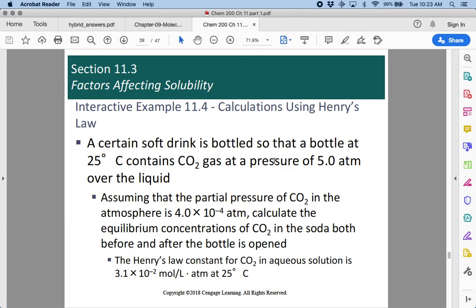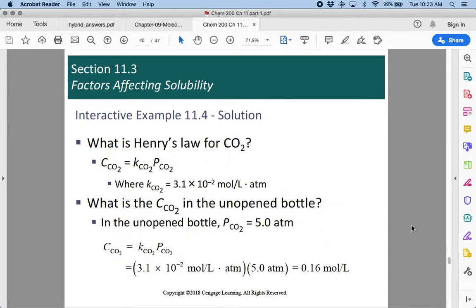So this is a really good practice problem for this. Like we said, a certain soft drink: a soda bottle is opened at 25 degrees Celsius and contains carbon dioxide gas at a pressure of 5 atmospheres. Once the bottle is opened, we've lowered that pressure. So what is the new solubility?